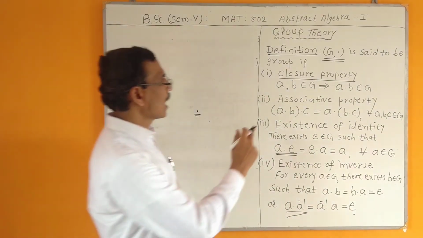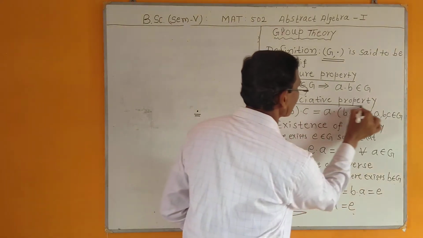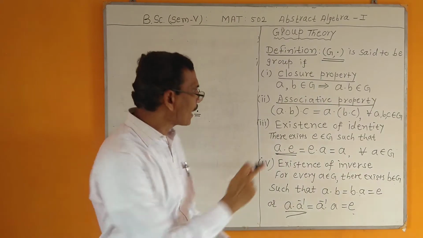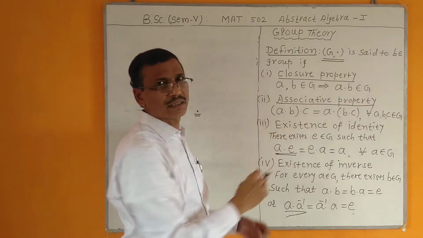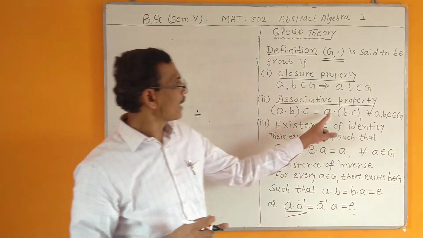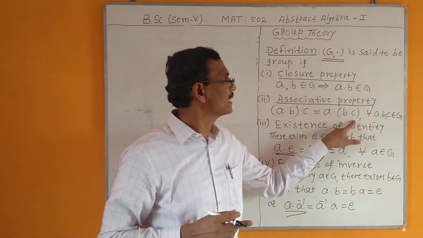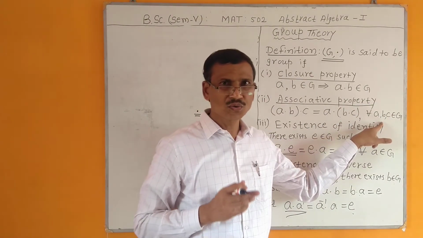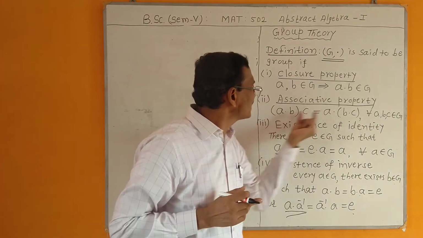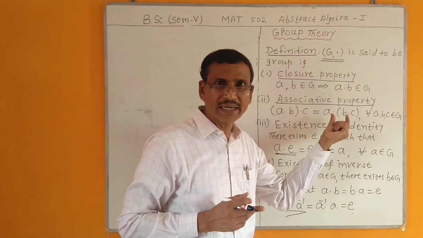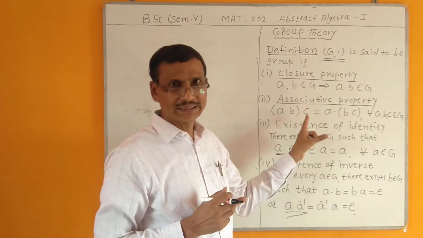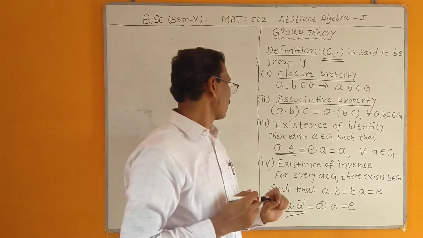Second condition is associative property. That means (a dot b) dot c must be equal to a dot (b dot c) for all a, b, c belongs to G. That means if we change the bracket, the value should not change. This is called an associative property.